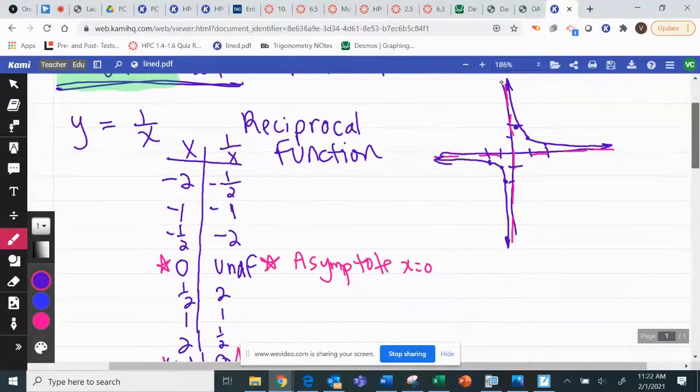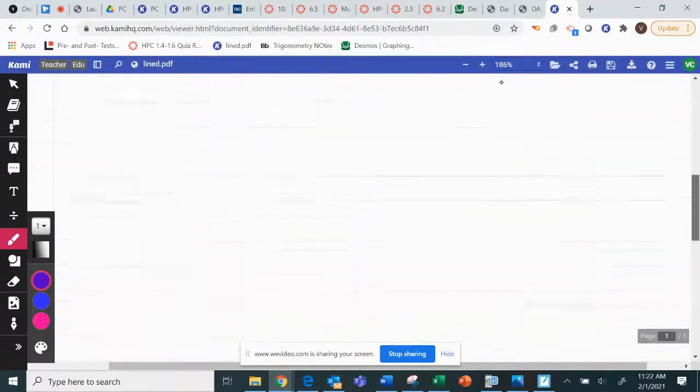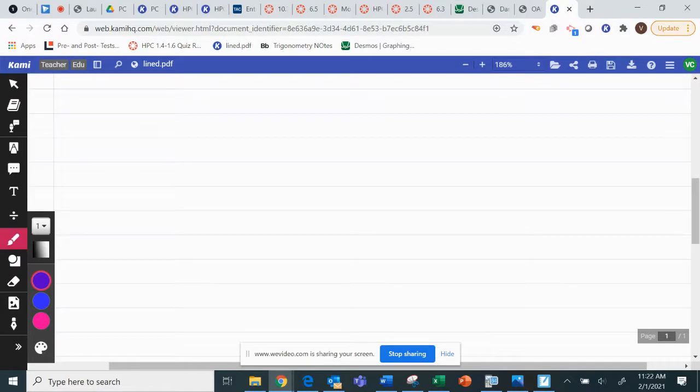Now, another thing that I want to talk about before we look at our notes is maybe just asymptotes in general. Let's talk about asymptotes.